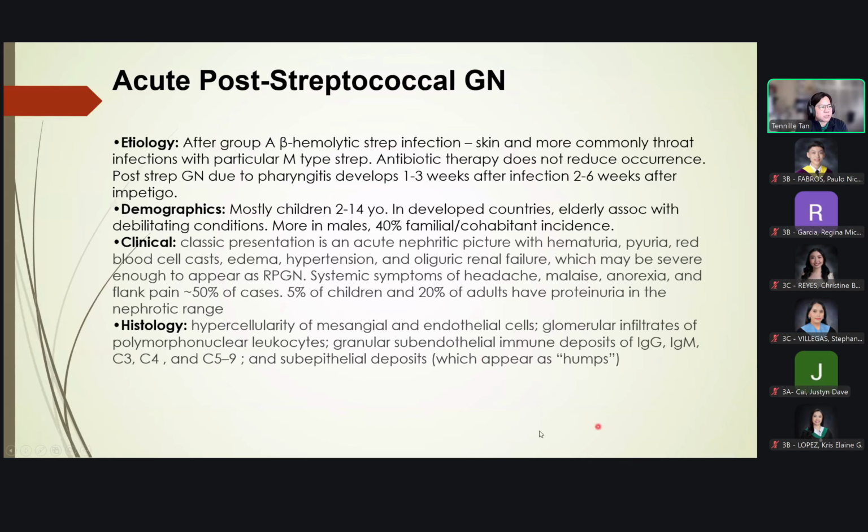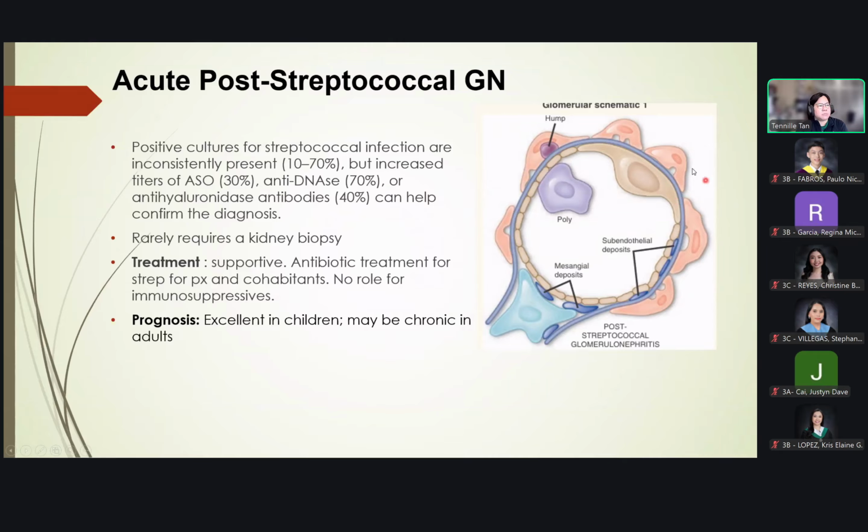So 5% of children and 20% of adults will have proteinuria in the nephrotic range. So histology, you'll see hypercellularity of your mesangial and endothelial cells, glomerular infiltrates of polymorphonuclear leukocytes, and granular subendothelial immune complex deposits of IgG, IgM, C3, C4, C5-9, and subepithelial deposits which appear as humps. So this is what we're talking about for acute post-strep GN.